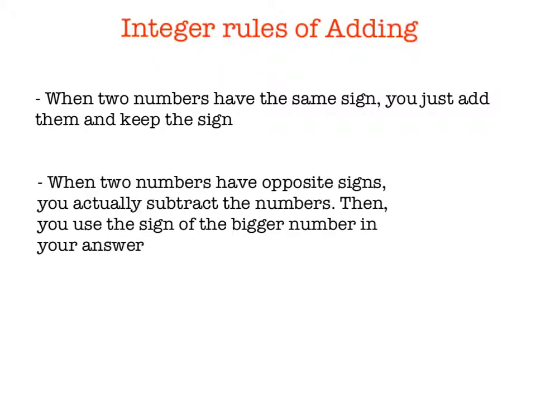Here are the integer rules of adding. When two numbers have the same sign, you add them and keep the sign of the two numbers in your answer. When two numbers have opposite signs, you subtract the two numbers and use the sign of the bigger number in your answer.